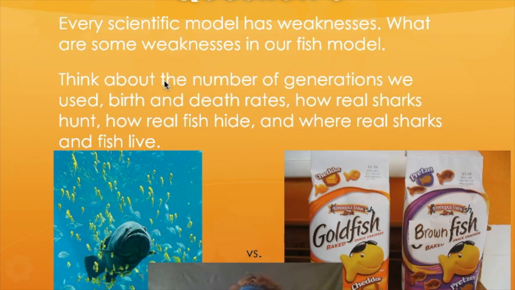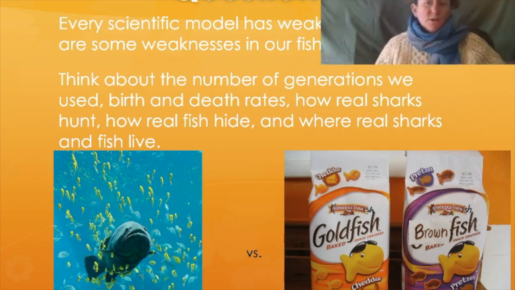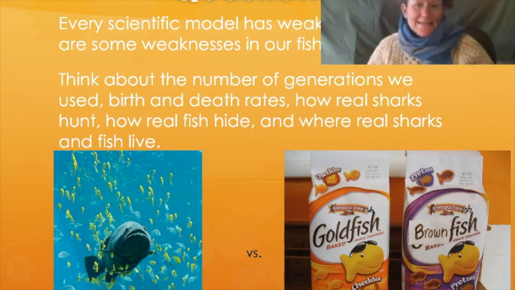Do real fish, no matter what color they are, can they hide? And where do real sharks and real fish actually live? And how might their environment affect the allele frequencies in different ways that we didn't consider in this model? So think about all the things that this model didn't consider and use that in question 5.